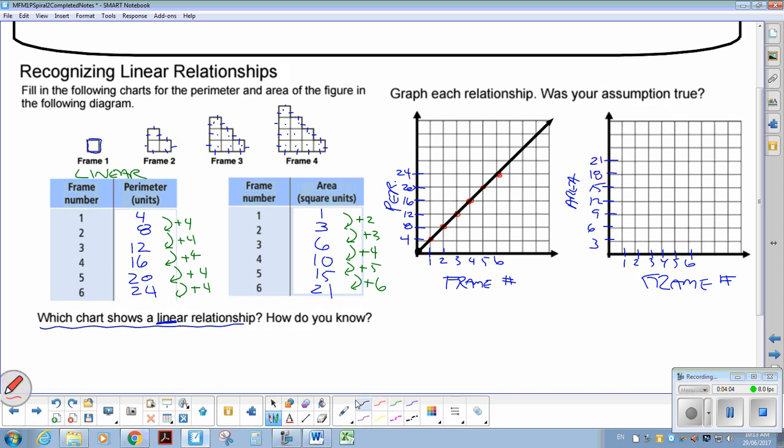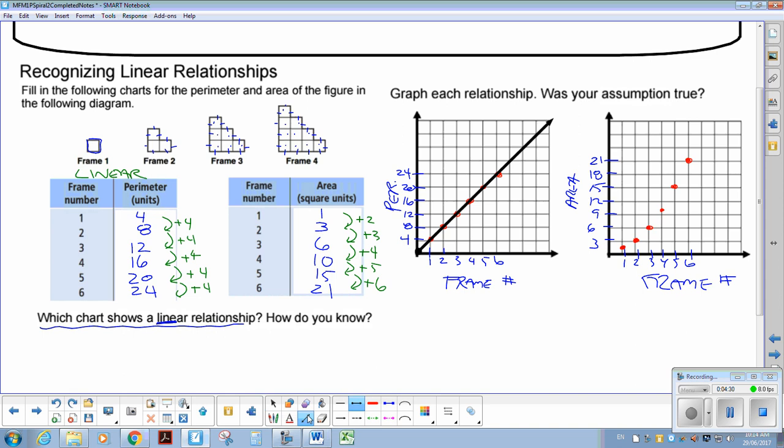Plot our points. 1, 1. So it's going to be way down here. 2, 3. 3, 6. 4, 10. 5, 15. 6, 21. All right. So I can try the line option.